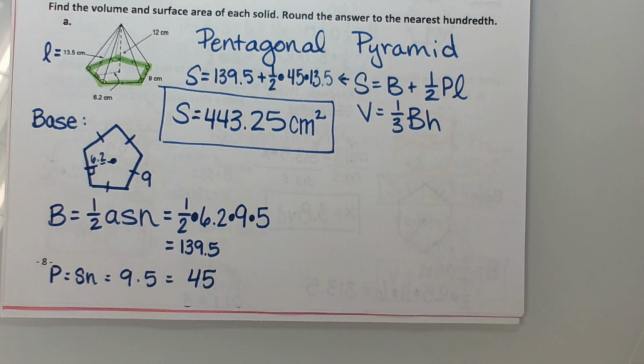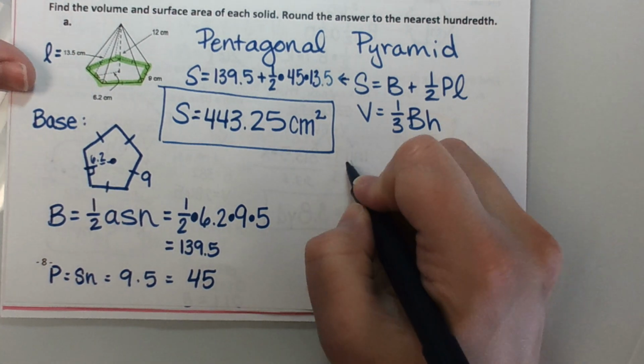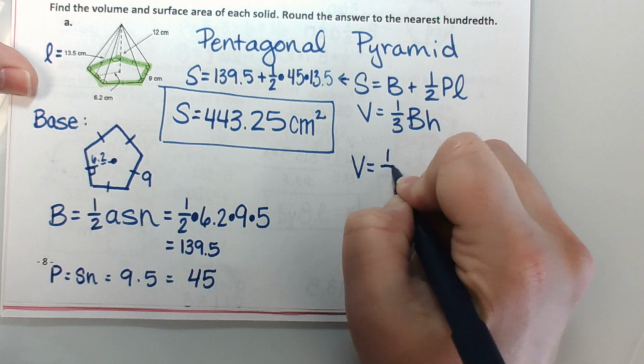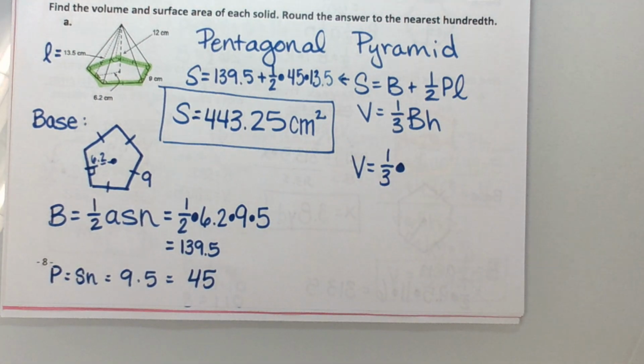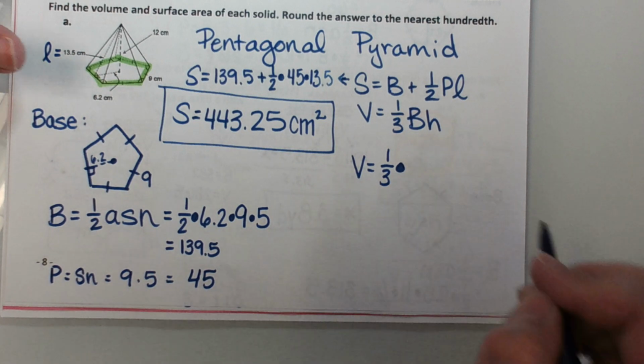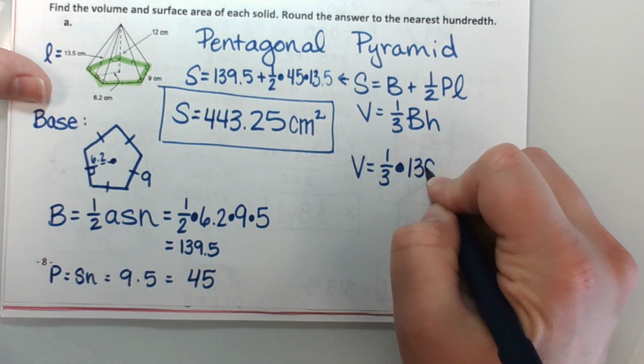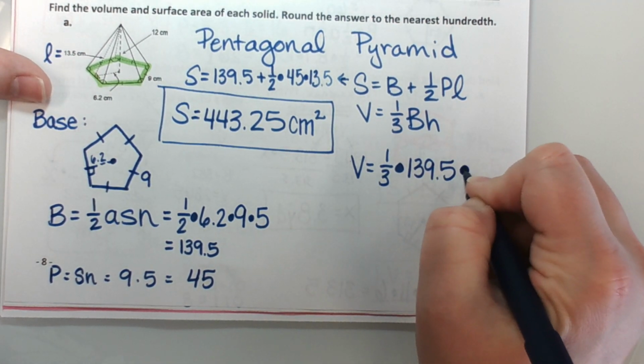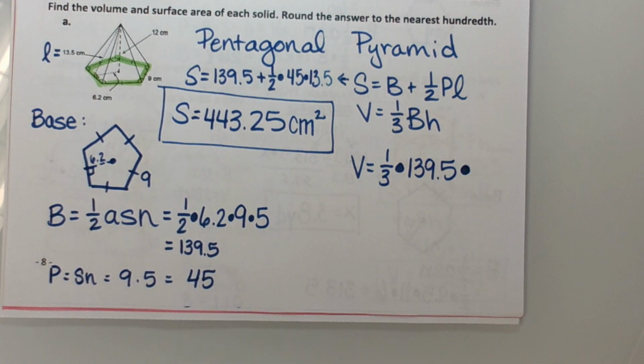Am I done with my problem? No. What have I not done? Volume. It asks for 2 things, 2 answers. Volume equals 1/3 times 139.5 times H. In other words, true height.